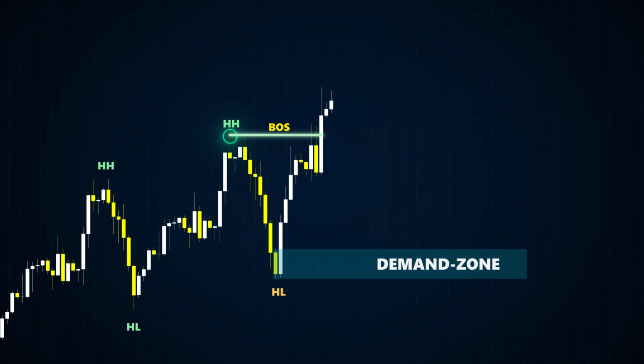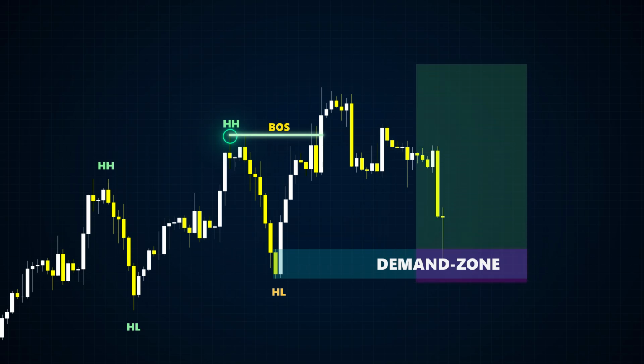Now from here, we don't chase the price. Instead, we wait patiently for it to come back into the zone. When it does, we watch closely to see how it reacts. If the reaction looks good and we get the right kind of confirmation, that's our cue to step in and take the trade. And don't worry, I'll be walking you through exactly how I enter trades and the specific confirmations I look for when price returns to a zone. So stay tuned, because we're going to break it all down, step by step.